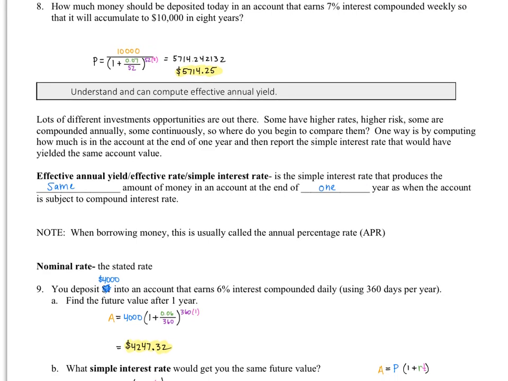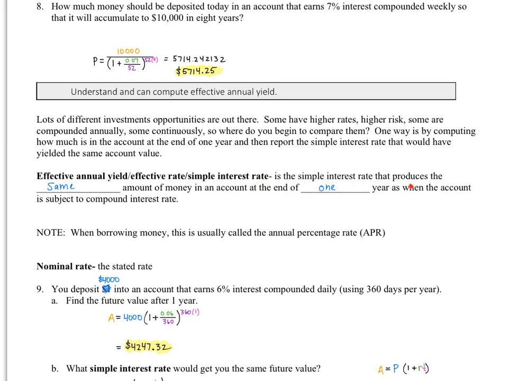So lots of different investment opportunities are out there. Some have higher rates, higher risk, some are compounded annually, continuously. So where do you begin to compare? One way is by computing how much is in the account at the end of 1 year, and then report the simple interest rate that would have yielded the same account value. So that's kind of going to lead us into effective annual yield, or effective rate, or simple interest rate.